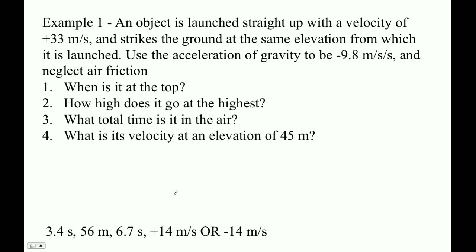Okay, so an object is launched straight up with a velocity of 33 meters per second, strikes the ground at the same elevation from which it is launched. When is it at the top? How high does it go? Total time is it in the air? What is the velocity and an elevation of 45 meters?